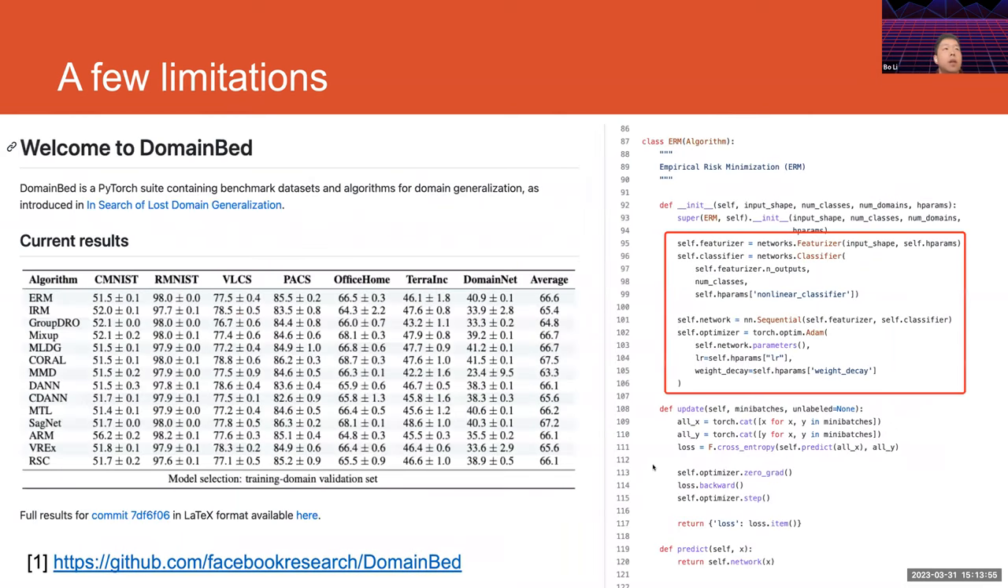In detail, you can see the results from DomainBed. When evaluated on a large number of datasets, the performance of recently proposed domain generalization algorithms is not significantly better than ERM. Some of them even underperform ERM. But ERM is like a 20 years old algorithm. So that basically says researchers in the DG area are not pushing forward. But I don't think so.